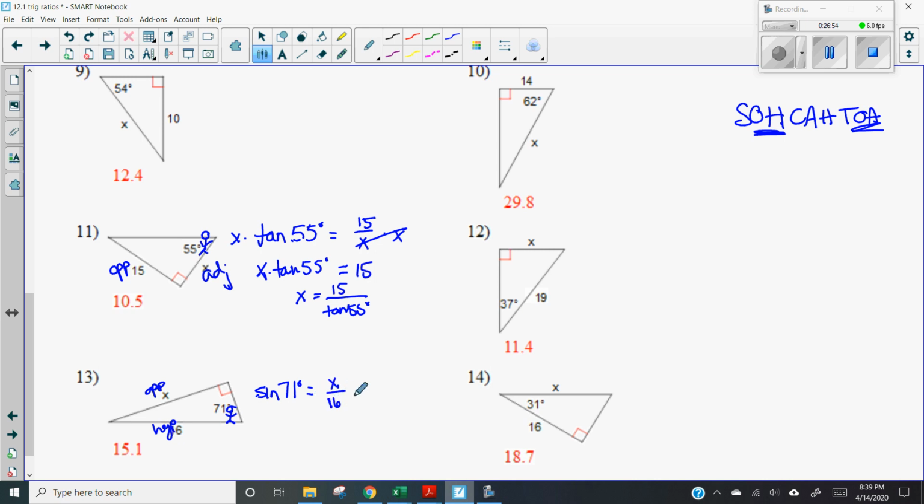This is the easier version. It just takes one less step. In both cases, notice we multiply by whatever the denominator is first. But it just so happens in this one, we get x by itself right away. So we're just putting in the calculator 16 times sine of 71 degrees. That's about 15.1.